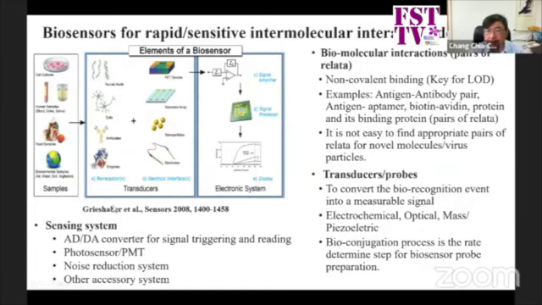Right now this kind of electronic system is mature, and a lot of them are available from commercial companies. But the problem is how to find the pair of relators and how to make a good probe, which means the transducer part will be most important.